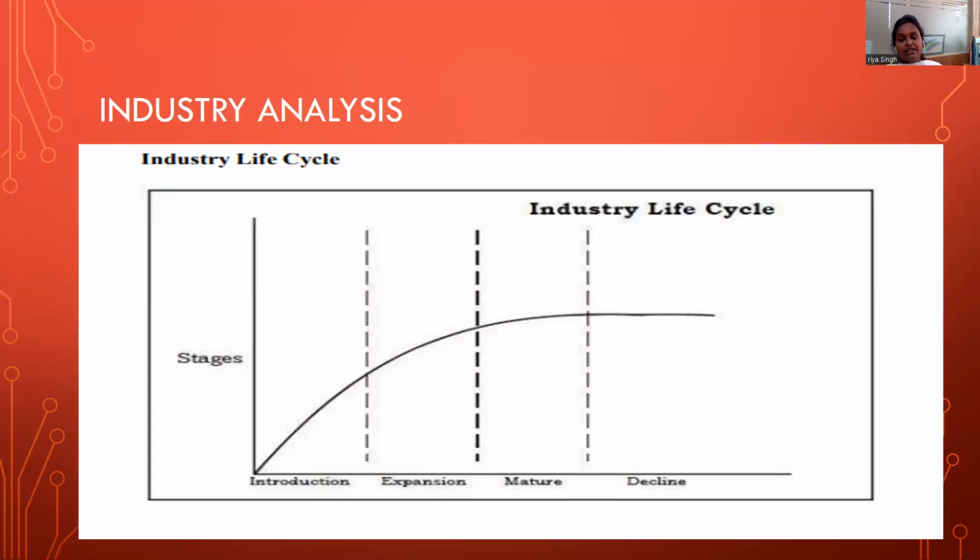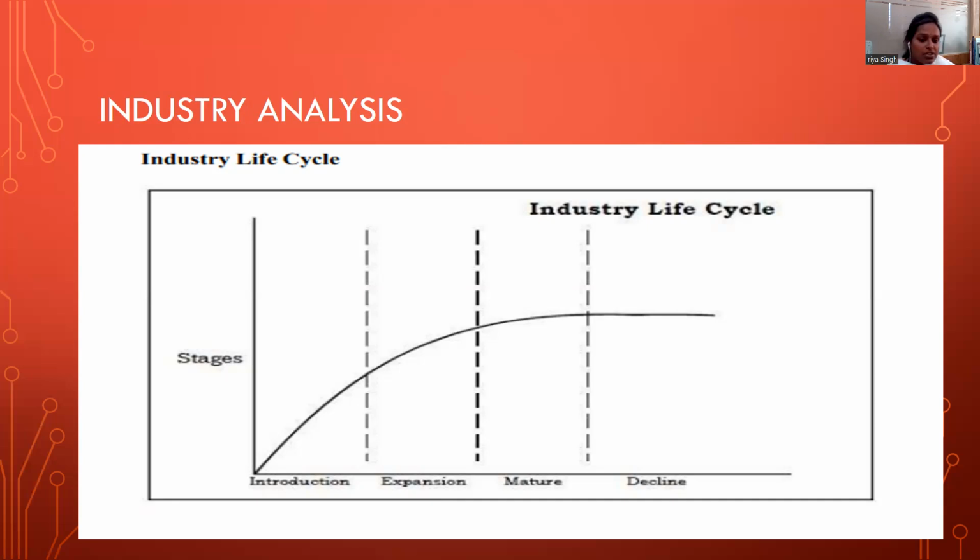Then next is the industry analysis, that is, at what stage the industry is. Basically, when we do the industry analysis, there is a full life cycle of the industry, where there are four stages. The stages start from the introduction, then go through the expansion, then come to the maturity stage, and then it will start declining.